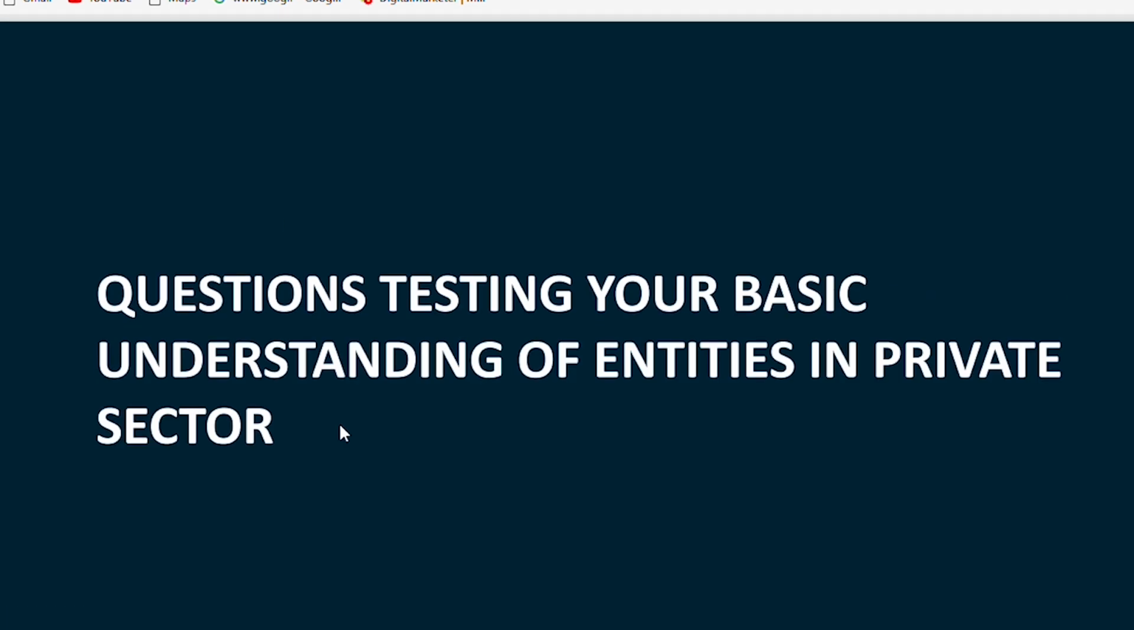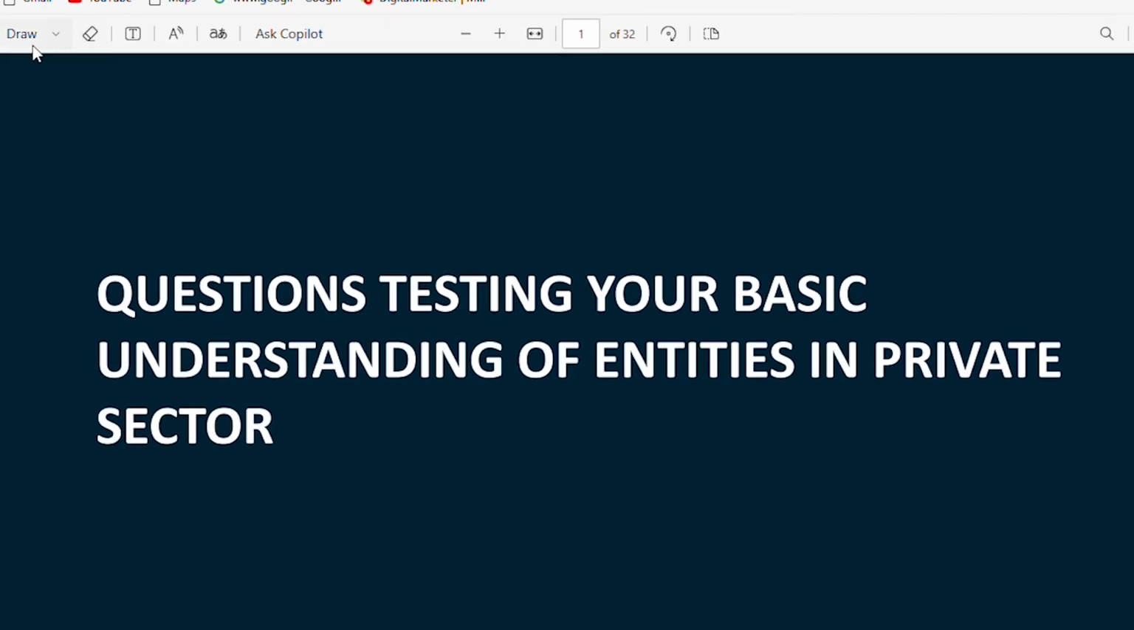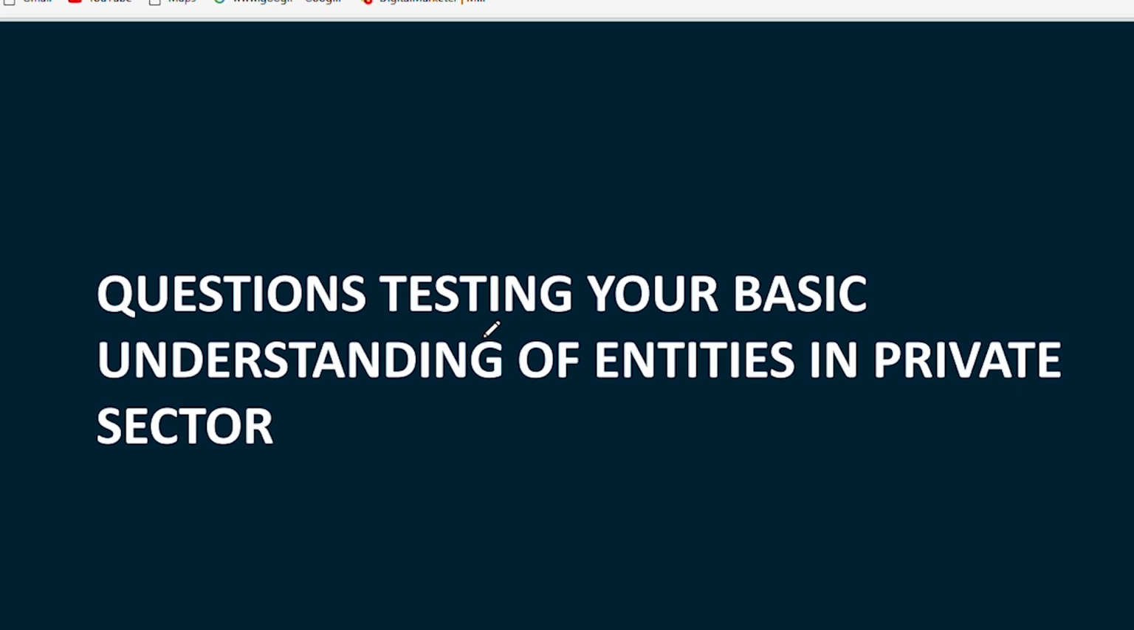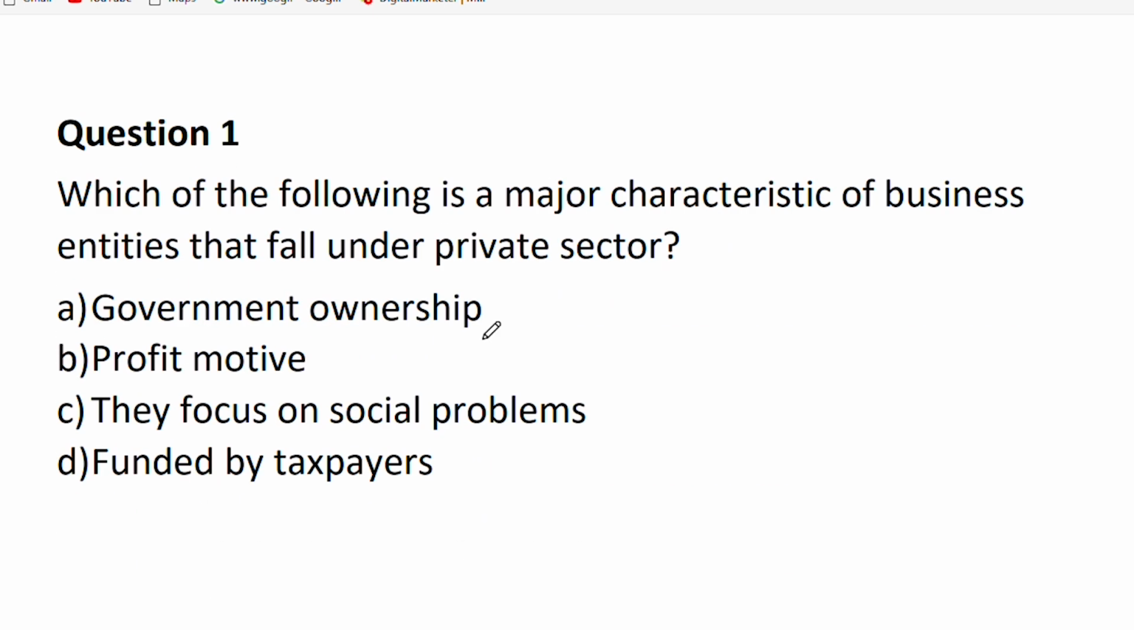And to start us off, let's look at questions testing your basic understanding of entities in the private sector. Now, the first one here is, which of the following is a major characteristic of business entities that fall under the private sector? Well, they are government owned. No, they're not. They are profit motive.